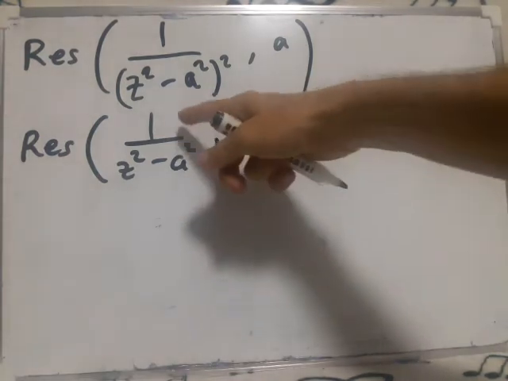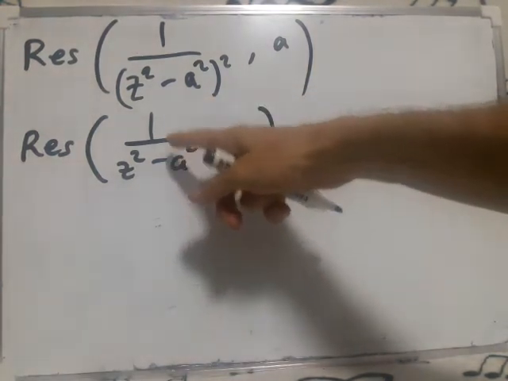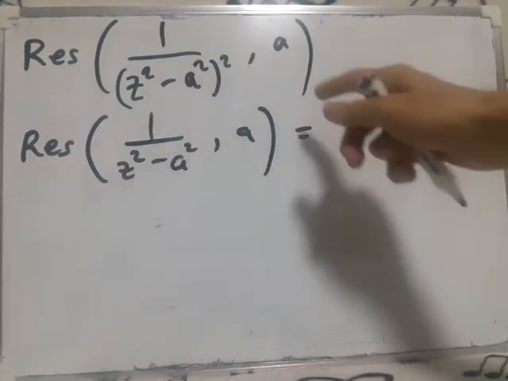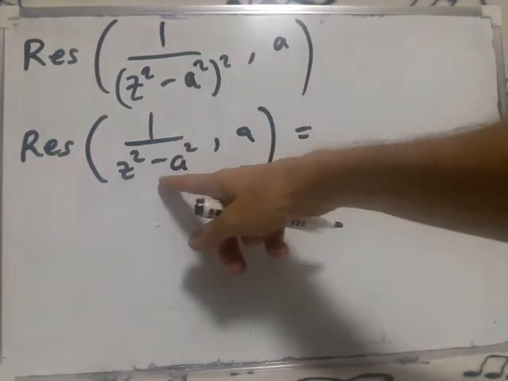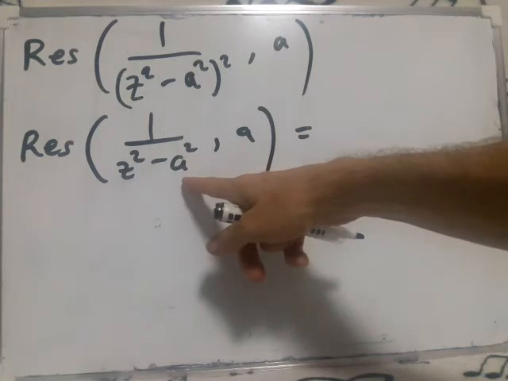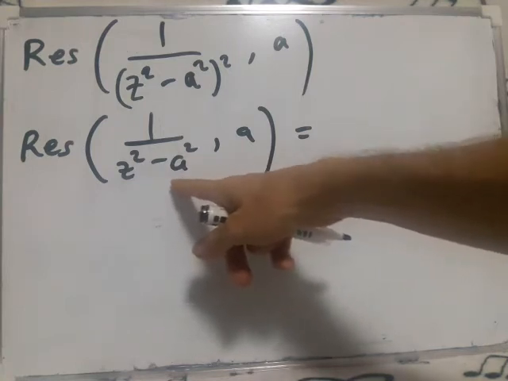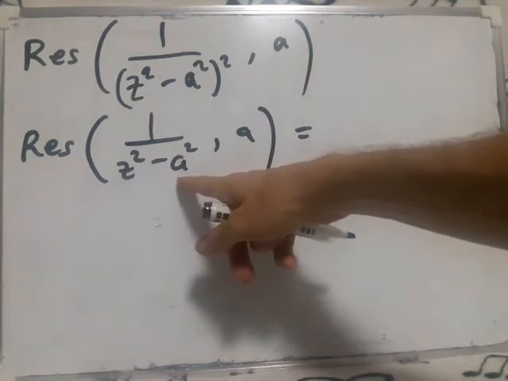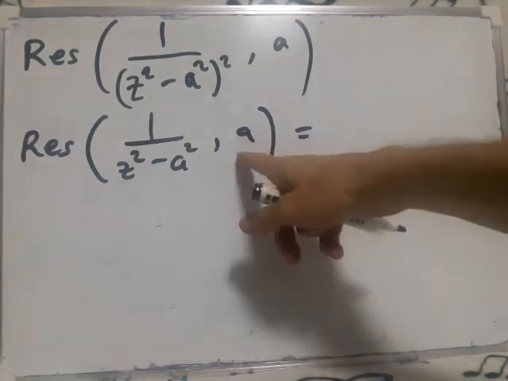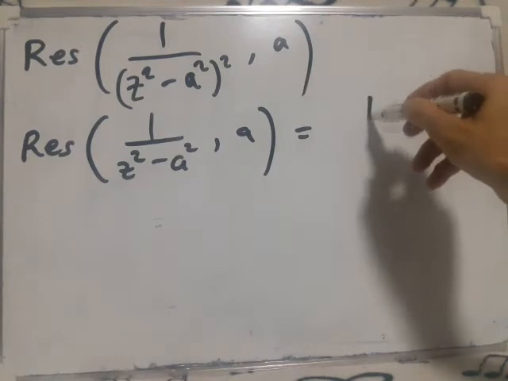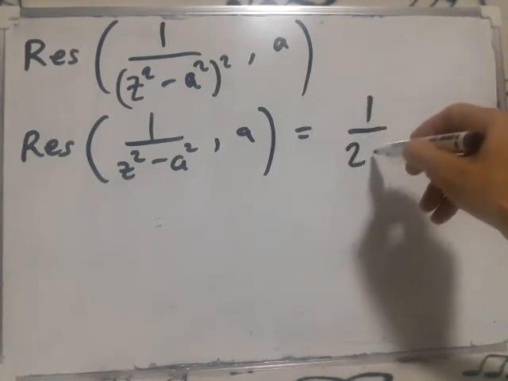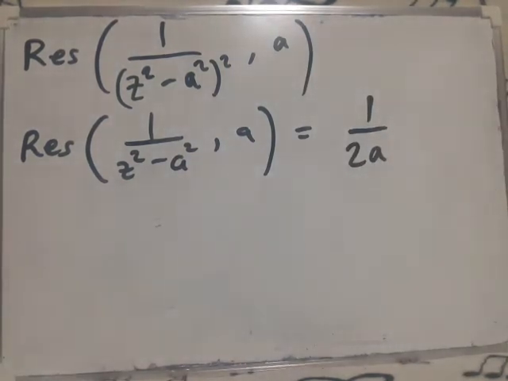So we can use the p over q dash method. So we'll make p 1, and q is z squared minus a squared. So we just differentiate that with respect to z. That gives us 2z. So substituting in a, that gives us a residue of 1 over 2a.